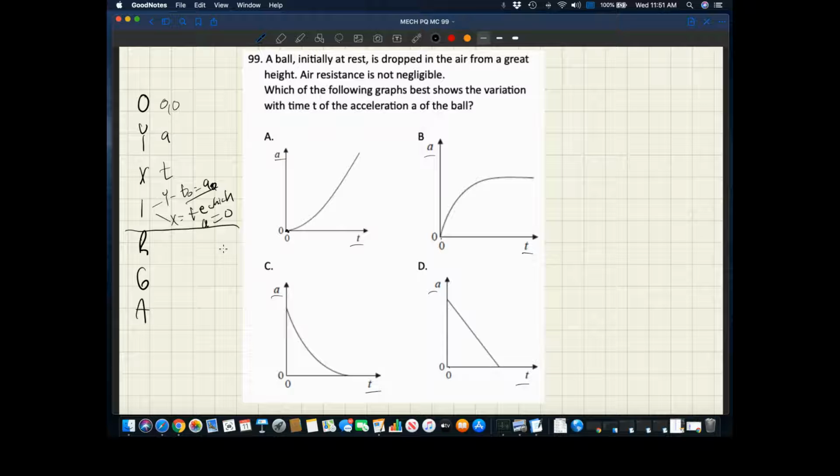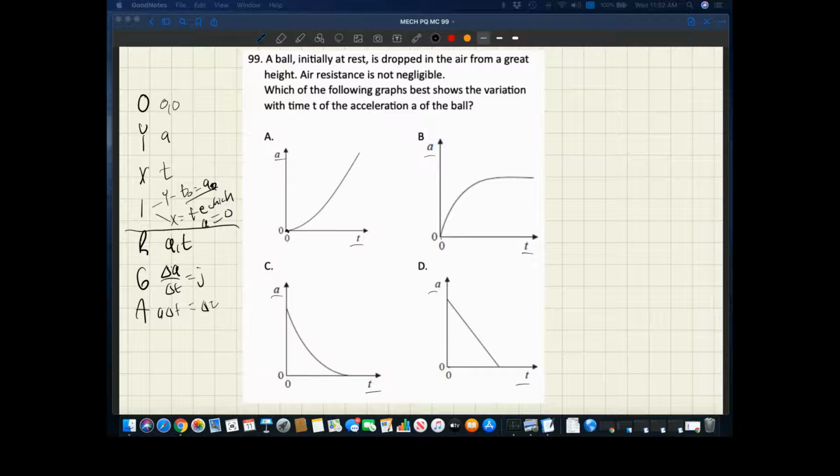Now, what we can read from the graph are the axes, acceleration and time. The gradient is dividing the axes, so delta A over delta T, which is the definition of jerk. In the area, A times delta T is the change in velocity. So the area of the acceleration time graph is the change in velocity.